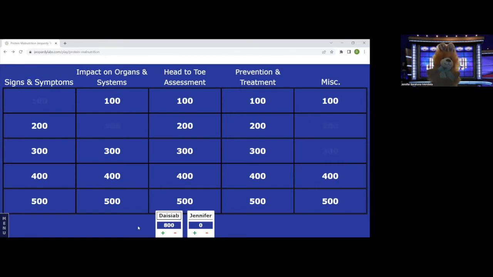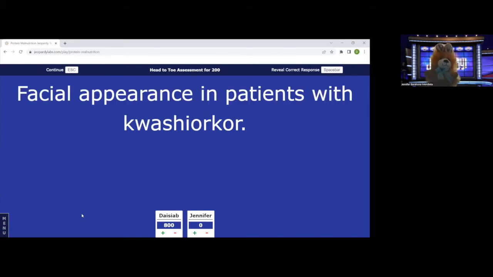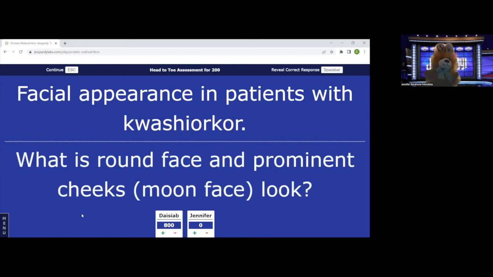All right, let's do head to toe assessment 200. Facial appearance in patient with kwashiorkor. I'm gonna have to get it to Jennifer. All right. What is round face and prominent cheeks? Correct. Moon face look.